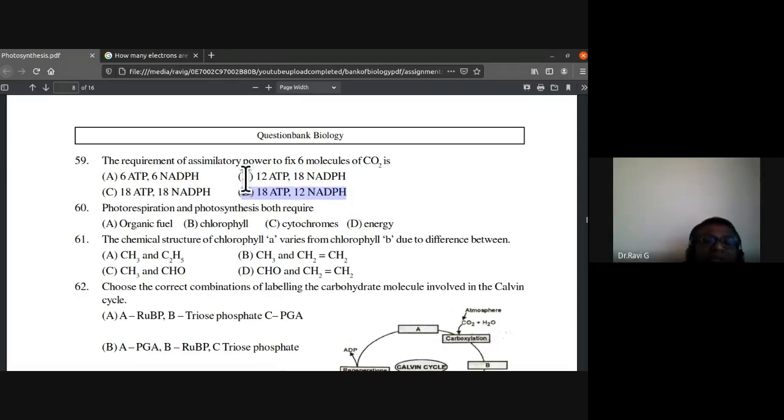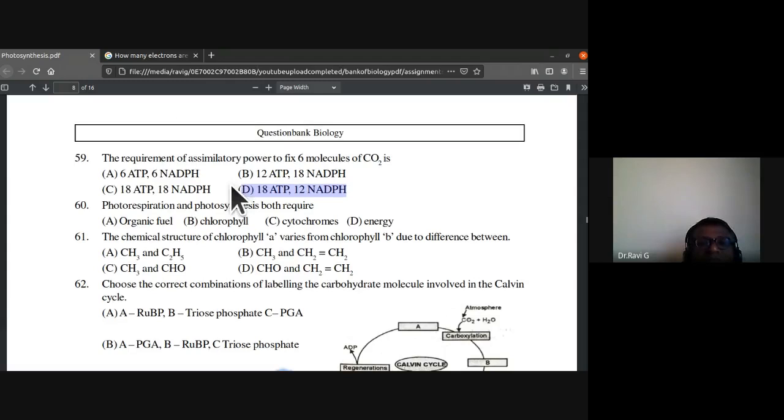So the total ATP required and NADPH required is 18 ATP plus 12 NADPH, because for one cycle of Calvin cycle they require 3 ATP and 2 NADPH. For 6 cycles you have to multiply it. 6 into 3, 18 ATP. 6 into 2, 12 NADPH. So 59th, D is the answer.